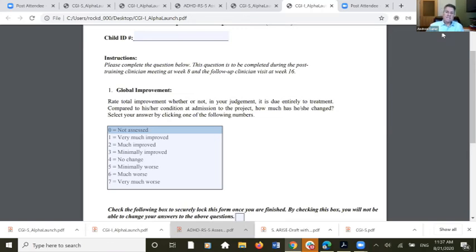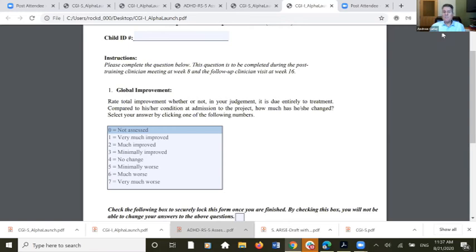Like the CGI-S, this is asking one question with 7 possible options to rate. So there is one number that you assign for this question or this rating scale. And the question that's being asked, again, is: as an experienced clinician using your judgment, rate the total improvement, whether or not in your judgment it is due entirely to treatment, compared to the patient's condition at admission to the project or at baseline. How much have they changed?